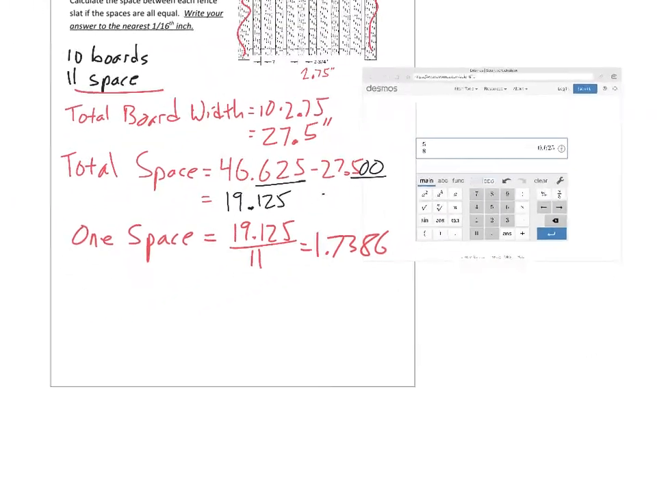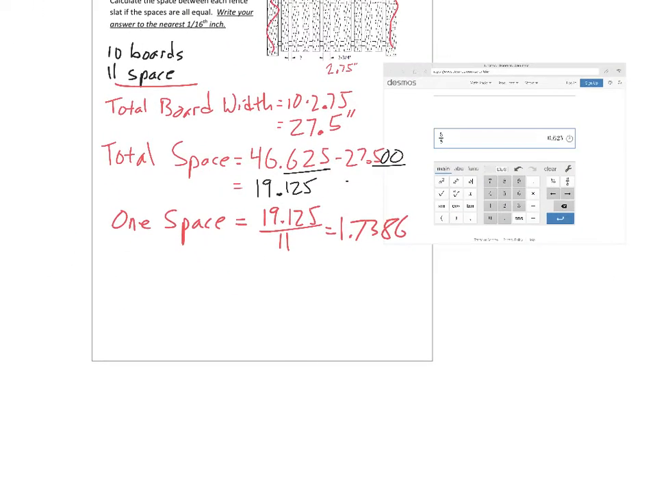All right, so our space is 1 inch and change. Well, the question is, we know we got 1 whole inch, but we want to figure out how many 16ths. So 1.7386. So here's the new thing. We want to change this to 1 and some 16ths. Notice I put this squiggly equal sign because this means approximately.